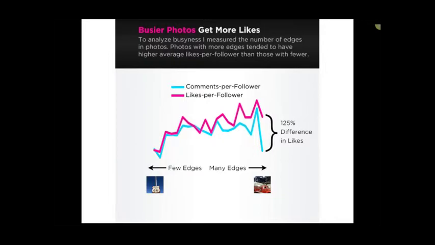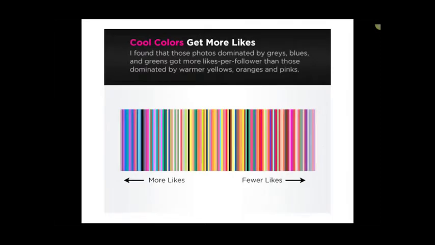To analyze business, I measured the number of edges in photos. This is kind of stupid. Photos with more edges tended to have higher average likes per follower than those with fewer. Kind of weird. And then colors. More likes with the crazier colors, fewer likes with the more basic colors. So just think about that. The crazier you get, the better.